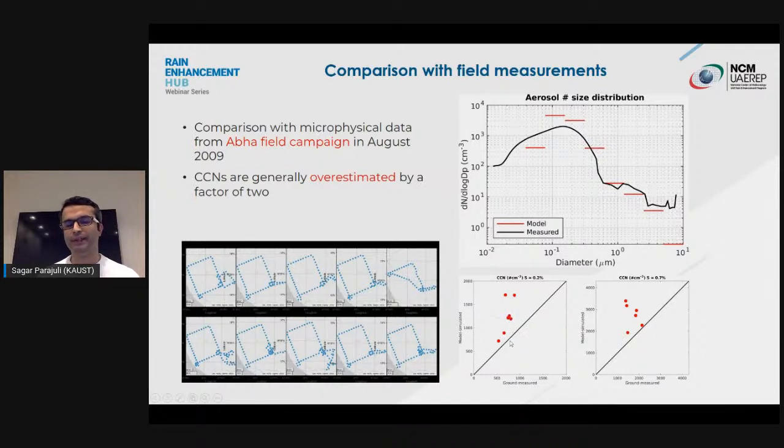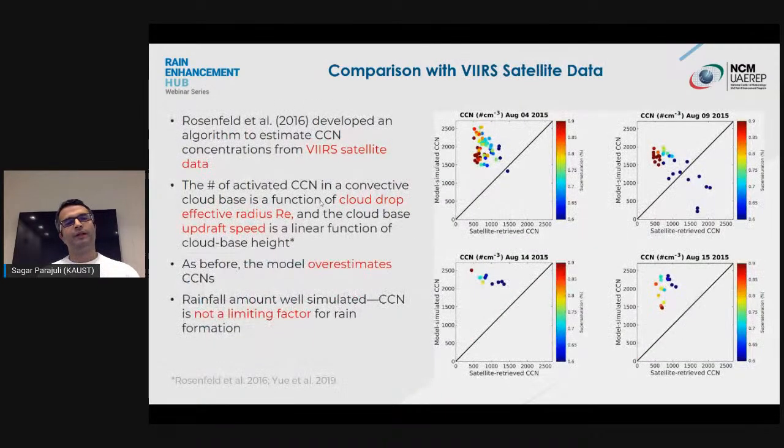And we have here the comparison of model-simulated CCN number concentration with the ground-measured CCNs. The results show that CCNs are generally overestimated by a factor of 2. That's again large. We also compared our simulated CCN number concentrations with satellite data.